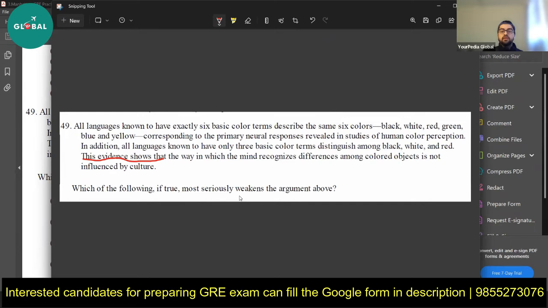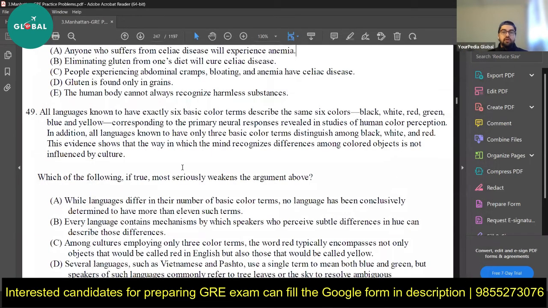Okay, when you have to weaken this argument, you have to find some option where it is written like this: recognizing of colored objects is influenced by culture. You have any question? Okay, so this is what I'm explaining. The way in which the mind recognizes difference among colored objects is not influenced by culture. This is the conclusion, not influenced by culture. And if you have to weaken this one, you have to find where it is influenced by culture. Okay, then we will go to the answer choices and see. So you should be very, very sure what you are looking for in the answer choices. So in the answer choices, we are going to look for some option where it is saying it is influenced by culture.